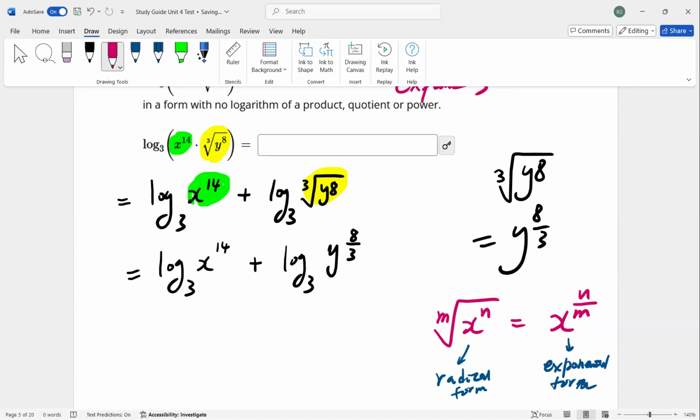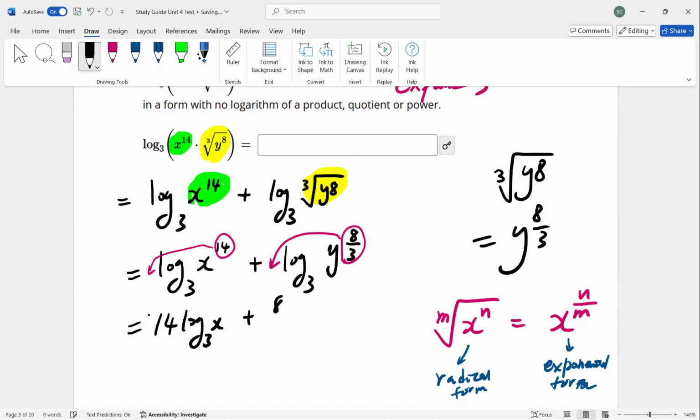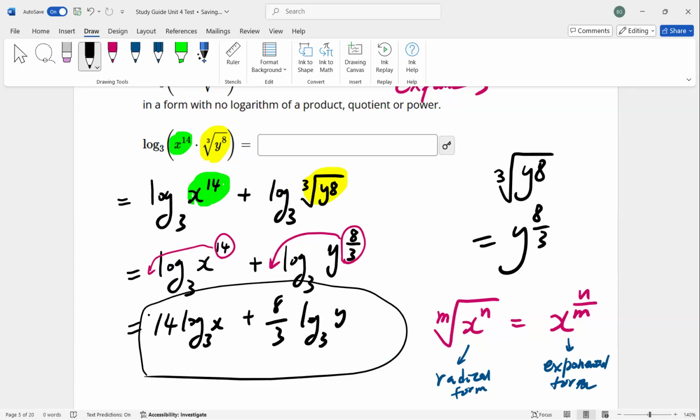Now let's look at both logs. Their arguments are powers, so we are able to bring the exponent in front of the log. We have 14 log with base 3 of x plus 8 over 3 log with base 3 of y, and done. That's the final answer. We can't expand more. The expression has been expanded as much as we can.